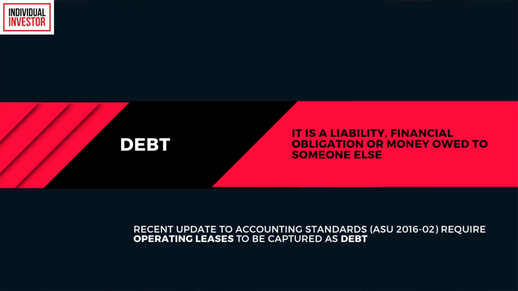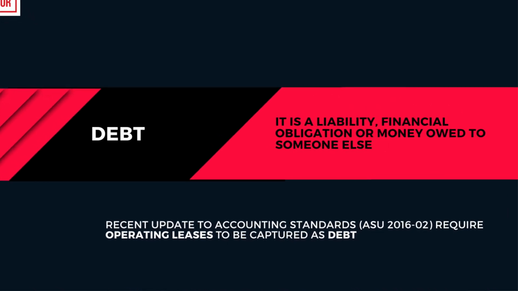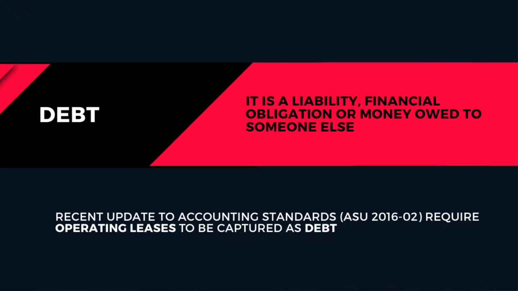Now, debt is actually a form of liability, and in accounting terms, it is defined as a financial obligation or money owed to someone else. For purposes of stock analysis in the corporate world, some forms of corporate debt are business loans, notes payable, and also bonds. And in more recent years, there was an update to the accounting standards where operating leases have to be also considered as part of a balance sheet liability, and therefore they are considered a form of debt as well.